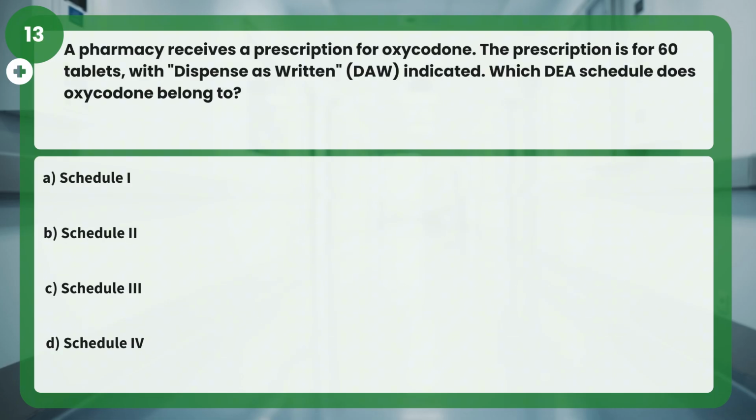Question 13. A pharmacy receives a prescription for oxycodone. The prescription is for 60 tablets, with dispense as written, DAW, indicated. Which DEA schedule does oxycodone belong to? A. Schedule 1. B. Schedule 2. C. Schedule 3. D. Schedule 4.